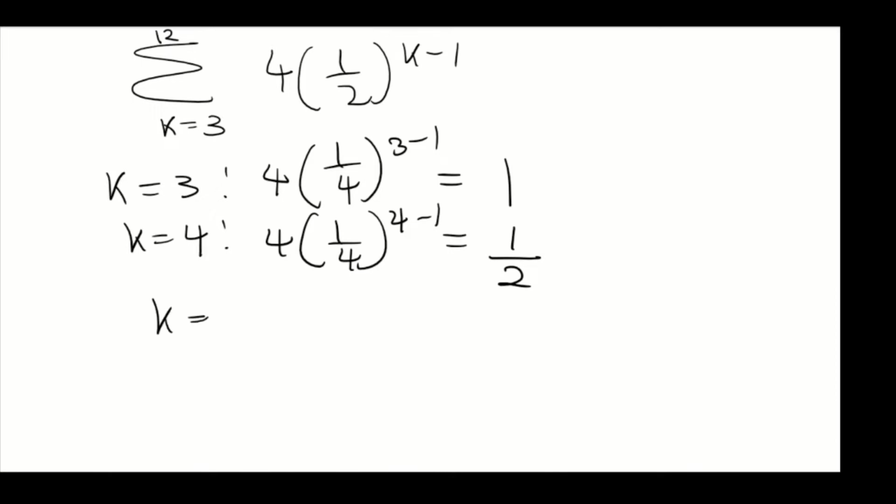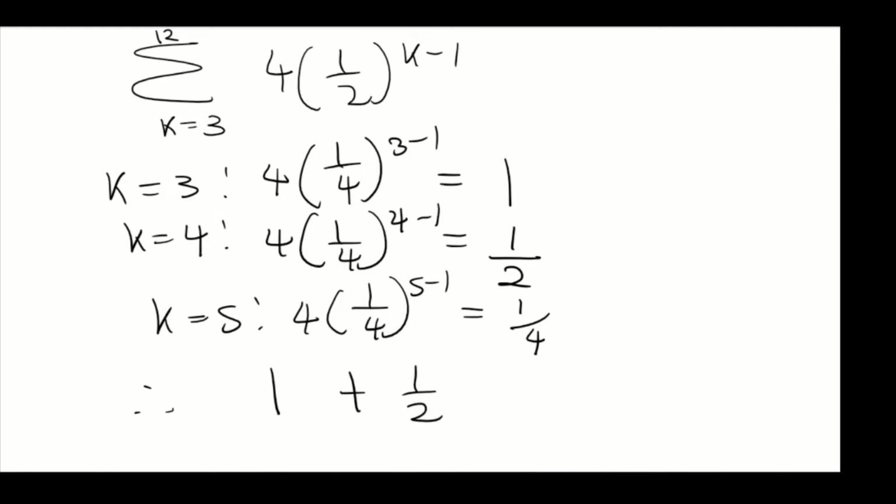k is equal to 5. 4 into 1 over 4 to the power of 5 minus 1. You should get 1 over 4. So punch this into your calculator to find your next three terms. So the three terms of this problem are 1 plus 1 over 2 plus 1 over 4.